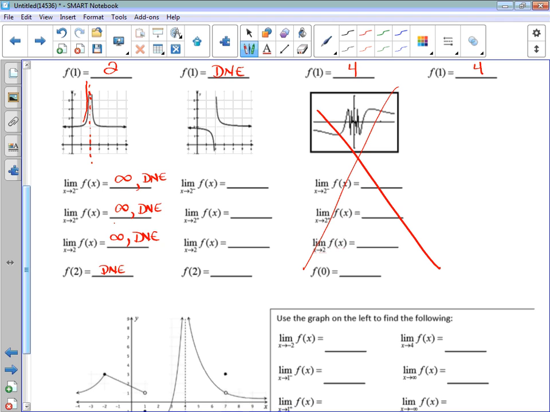What do you guys think for 2 from the left? Infinity does not exist. What about 2 from the right? Infinity does not exist. Good. So what about just the limit overall at 2? Good. And f of 2? It's a whole lot of does not exist, but yes, that is right. Okay.